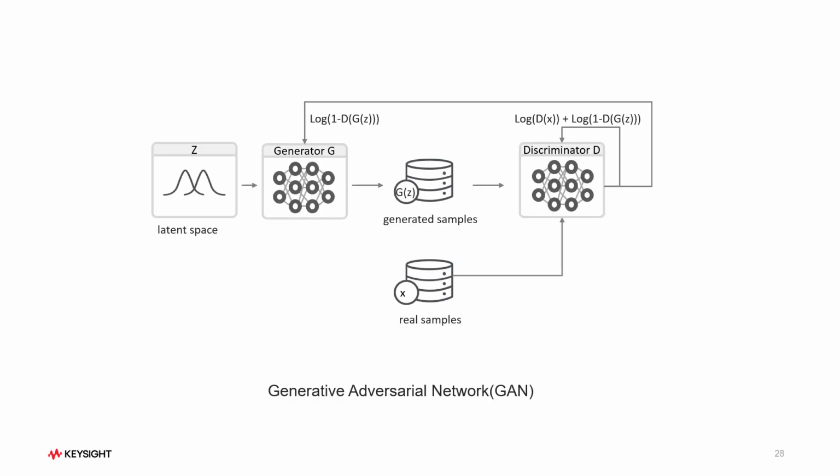GANs consist of a pair of neural networks, namely a generator and a discriminator. The generator network takes random noise as input and strives to produce data that closely resembles real data sourced from a particular dataset. It learns to generate synthetic data samples that are highly similar to the actual data distribution.